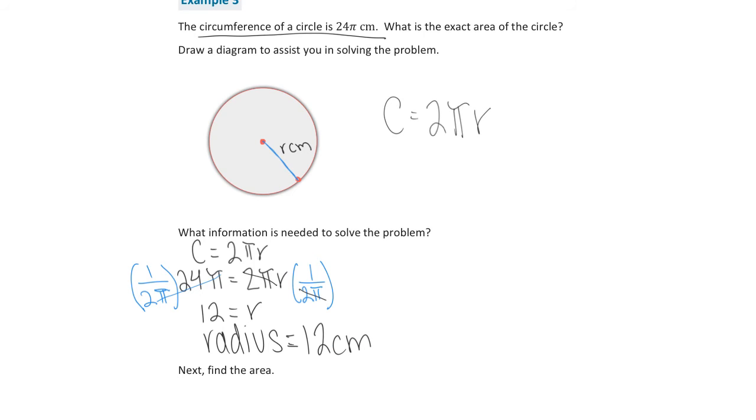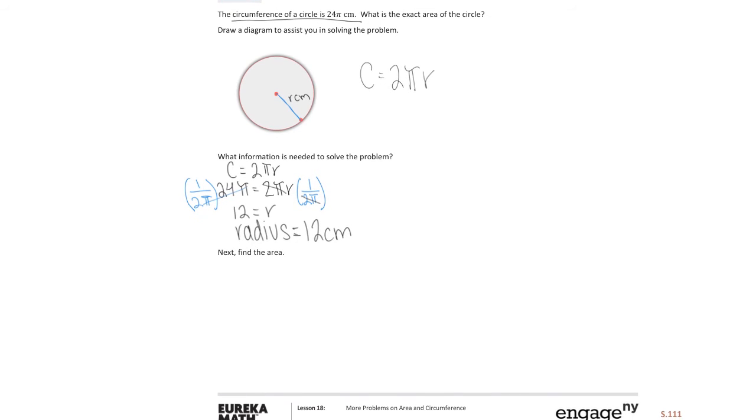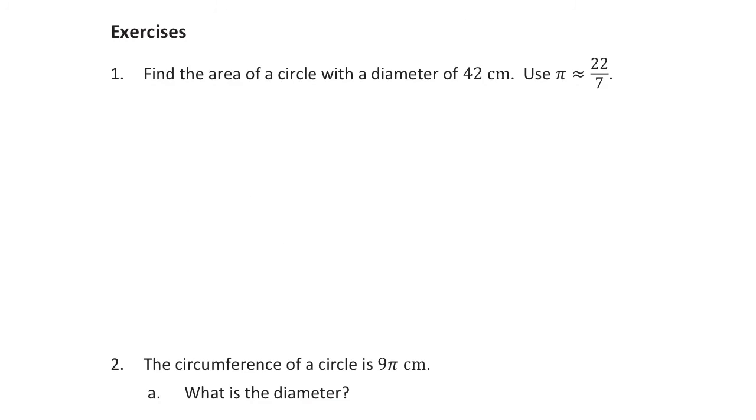So now that we have found a radius, we need to find the area. The area of a circle is pi r squared. So now we're going to have pi times 12 squared. Well, what is 12 squared? 12 squared is equal to 144. So our answer is going to be 144 pi centimeters squared. Because when we talk about area, remember we have to use squared. Let's move on to the next page and we're going to use exercise 1.